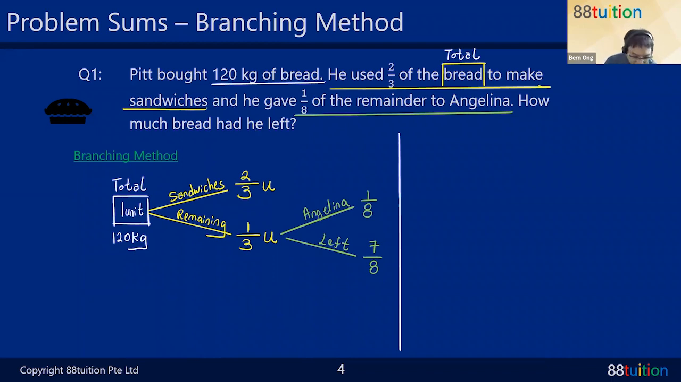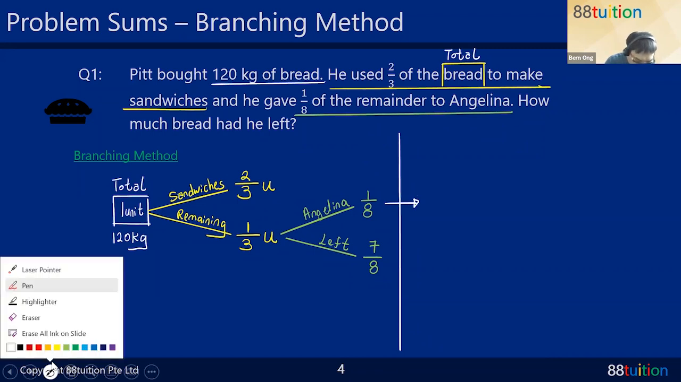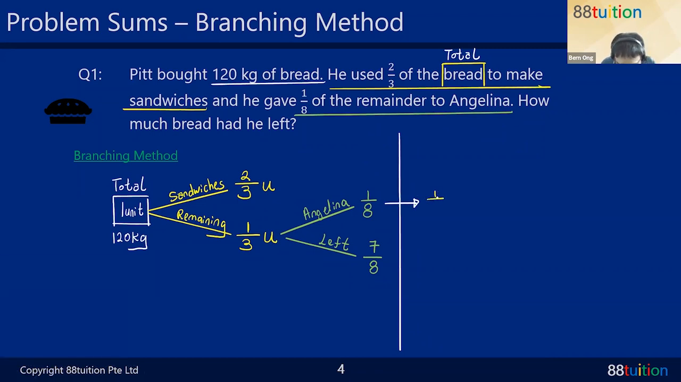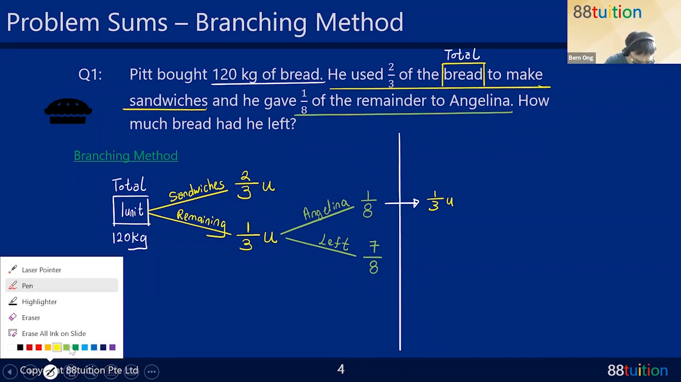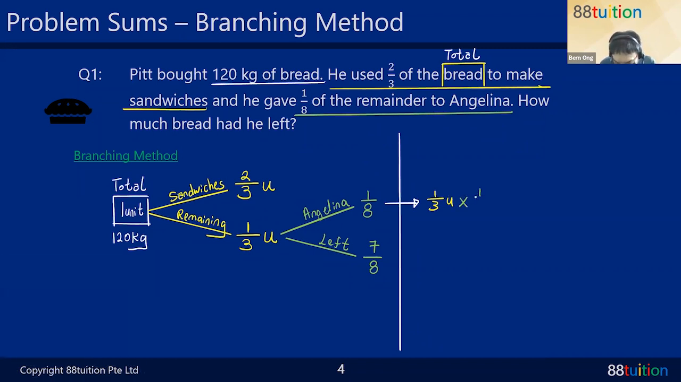So what do you do here? This branching method, you just got to trace back the steps. Where is Angelina? Here. The 1/8 actually comes from the 1/3. So down here, you can actually say that the 1/8 comes from the 1/3. You can say that 1/3 unit times the 1/8, because it's in the same line now here. The 1/8 is part of the 1/3. So 1/3 unit times 1/8. And that will give you 1 times 1 is 1, 8 times 3 is 24 units.